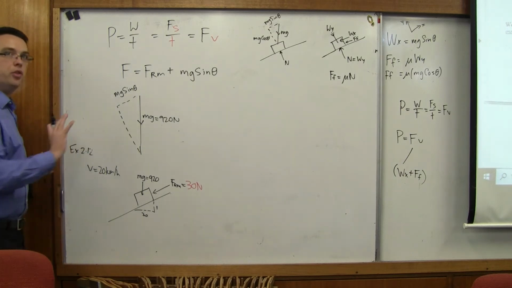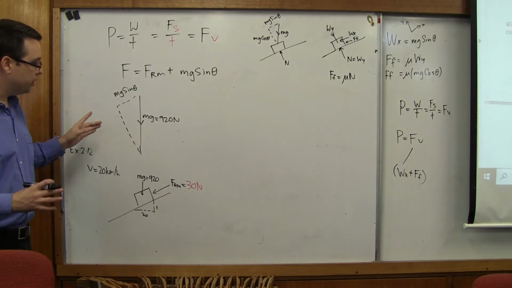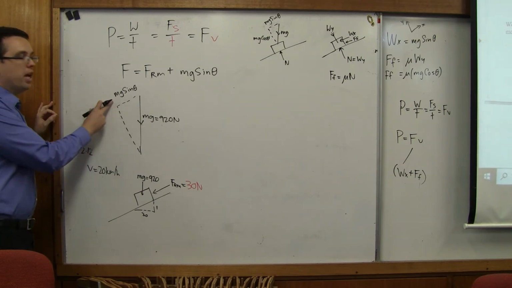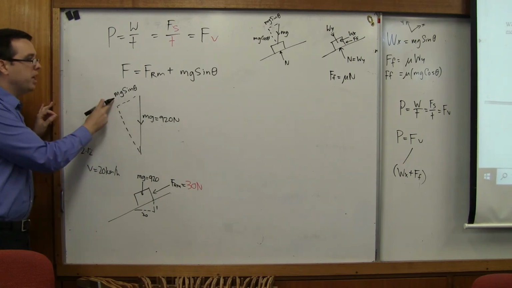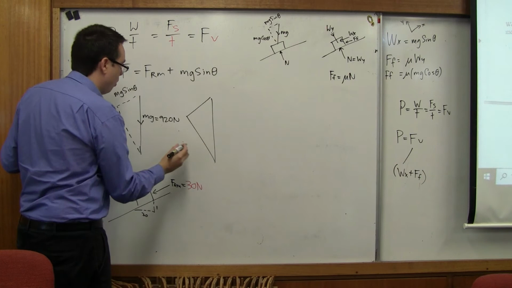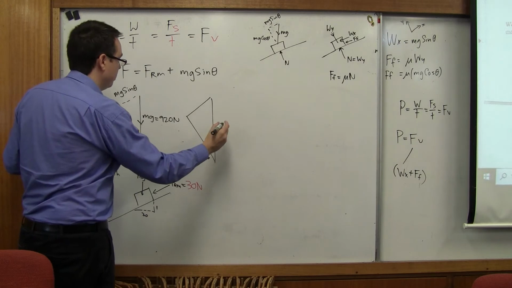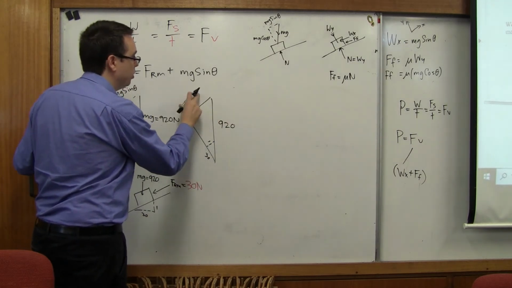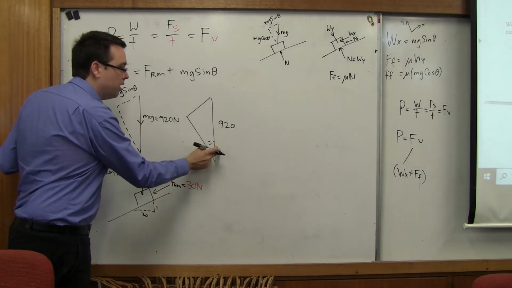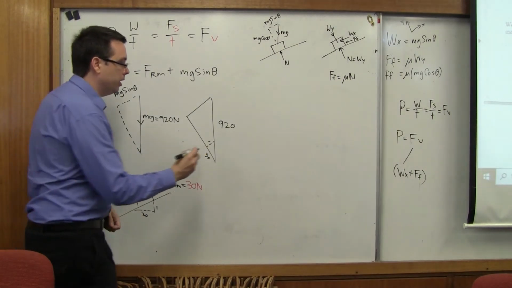Now, we're going to ignore that for the moment. I just want to highlight that the mg cos theta is important as well. Now, what we're told here is that we can calculate this using mg sine theta, but we're not given the angle. Instead, we're given a triangle. We're given similar triangles. What we're told is that this distance here is 30 to 1, and then on this side, we're being told that this is 920 to some number. The problem is, we're not given like to like. We don't know what this number is in this similar triangle.